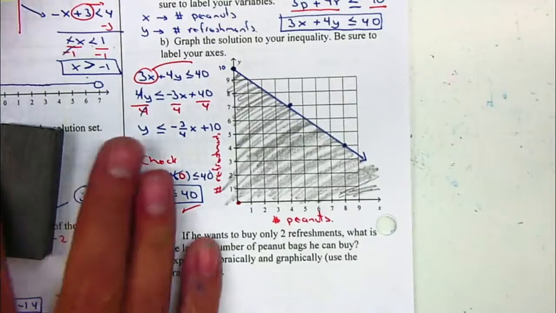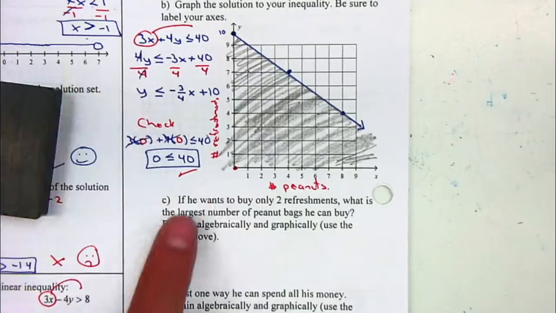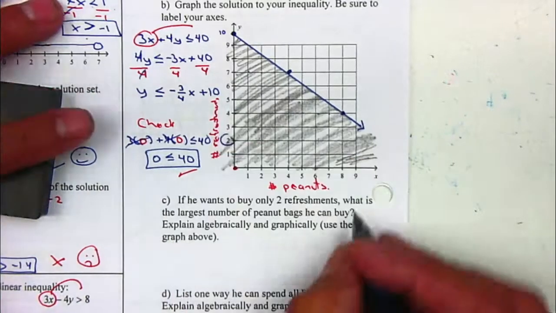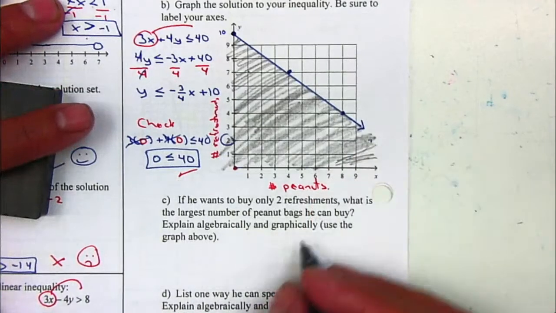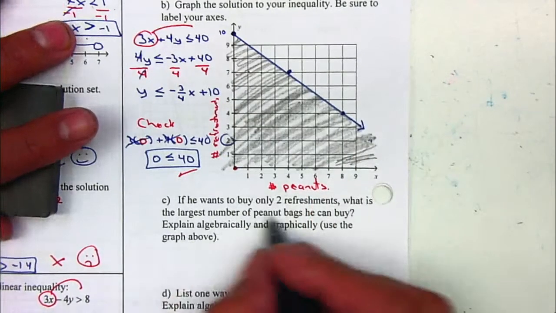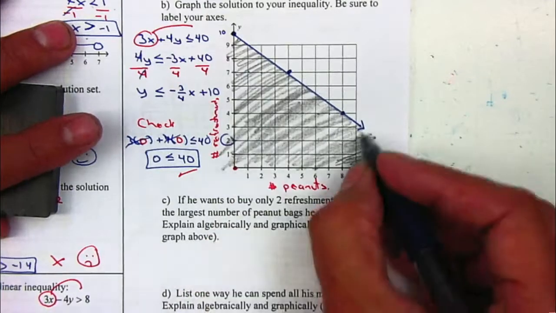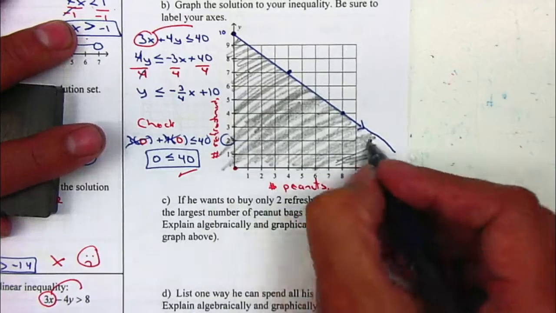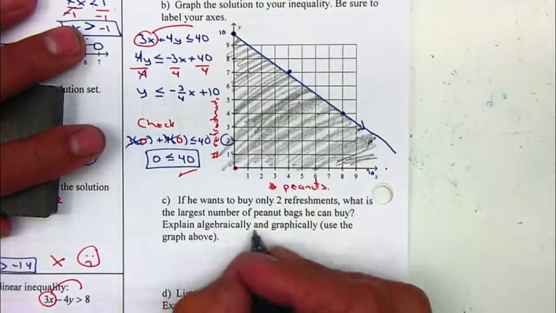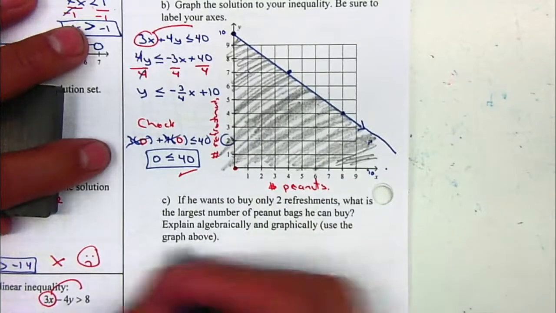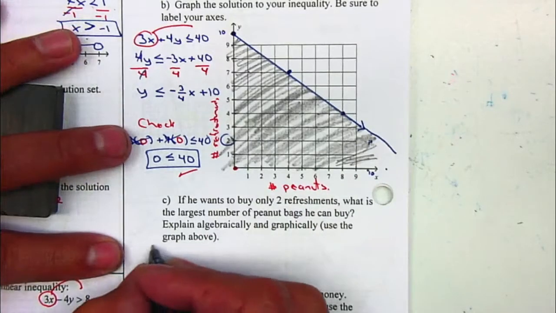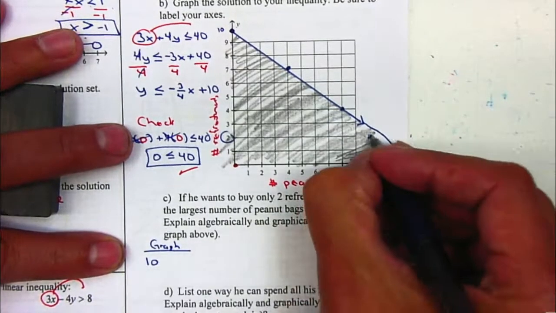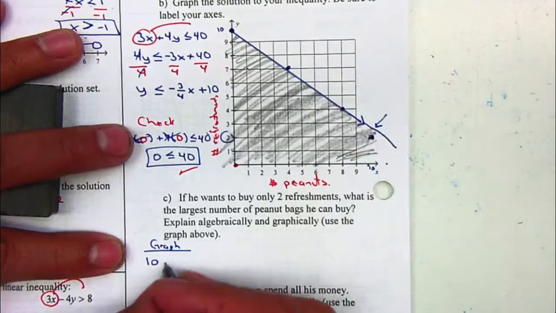Now, let's go look through the question, letter C. If he wants to buy only 2 refreshments, and let's continue with the line, what is the largest number of peanut bags he can buy? So let's see. If we continue with the line, the largest number seems to be 10. Now it says explain algebraically and graphically. So graphically will be using the graph. You can just tell me that's 10 and place a little dot and a little arrow so I can find it. So it'll be 10 peanuts.